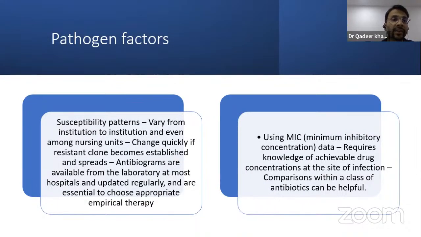The other is pathogen factors. We also should know which pathogens cause which infections. So susceptibility patterns: different ICUs have different susceptibility patterns. We come to know this based on the antibiograms and the most prevalent organisms present in our ICU. In that way, we can specifically design the most appropriate empirical therapy for that clinical source of infection.